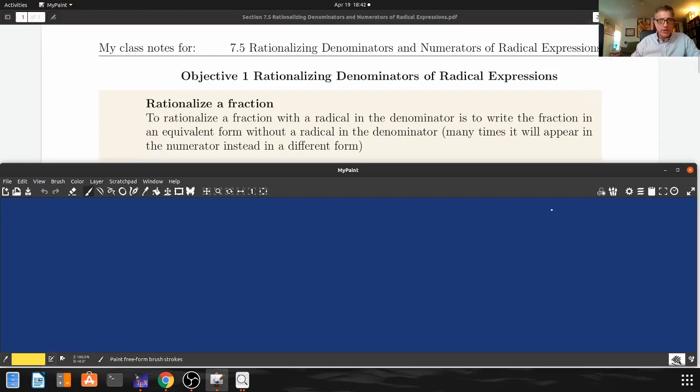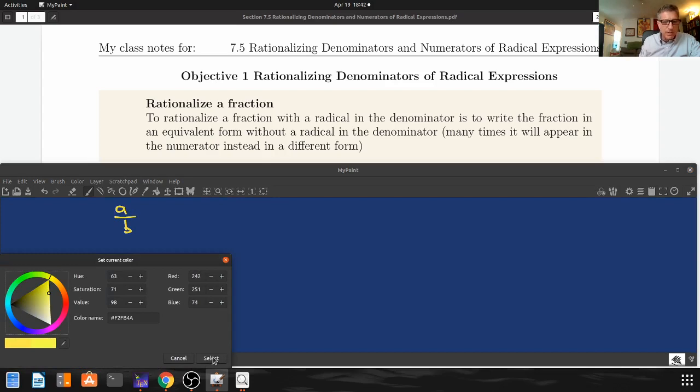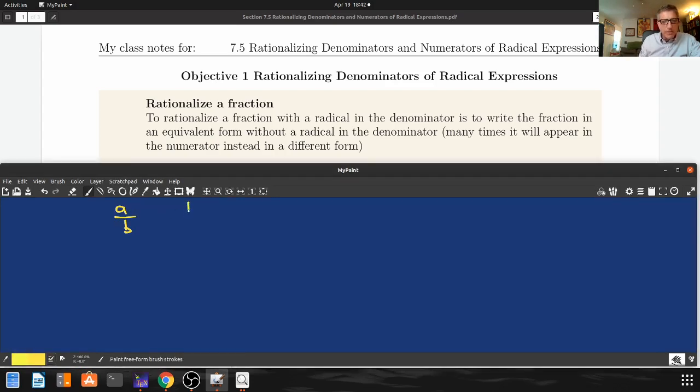So let's start with 7.5, rationalizing denominators. And in my own view, this is probably the most important topic in chapter 7.5. What's going to happen is we know that we can have fractions a over b, where a and b are any real numbers, b is not equal to 0. So what happens if I have 1 over the square root of 2?